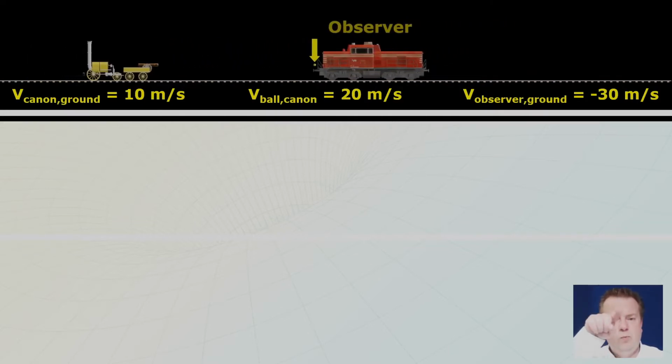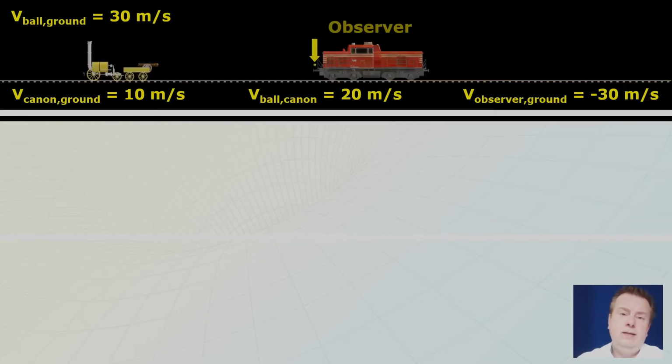I put an arrow where the ball is because it might be too small on your screen. The interesting thing is, what would be the speed of the ball relative to the ground? Well, you know it's 20 relative to the cannon, and the cannon itself is 10 relative to the ground. So if you add them together, 10 and 20, you get 30 meters per second.